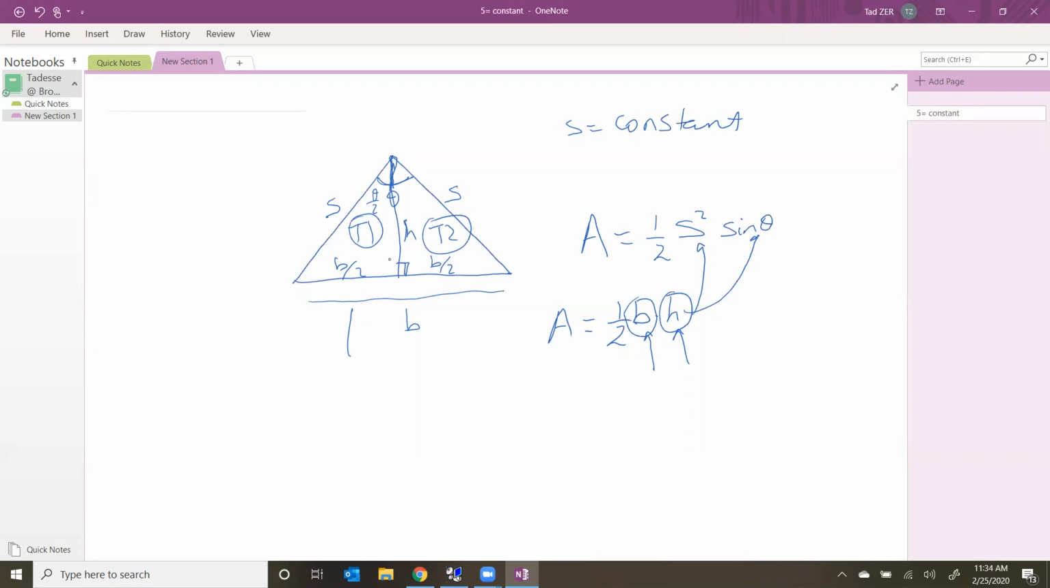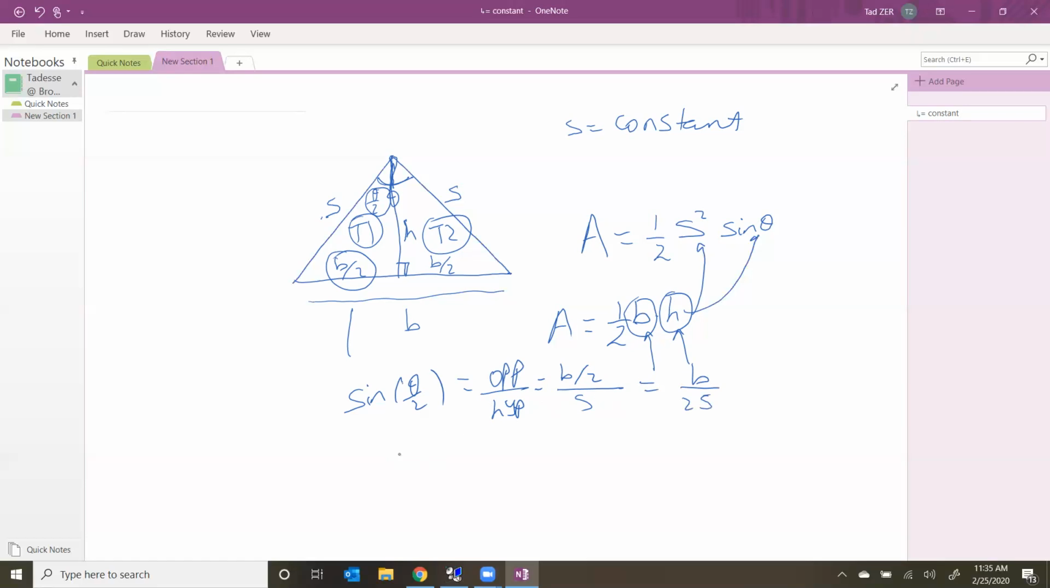So now let's use trigonometry. What is sine of this angle theta over 2? This angle here, you see, theta over 2. What does sine mean? Sine is opposite over the hypotenuse. So what is the opposite? It's b over 2, divided by the hypotenuse, which is s. I'm trying to find b. You know how to divide fractions. B over 2 divided by s means it will be b over 2s.